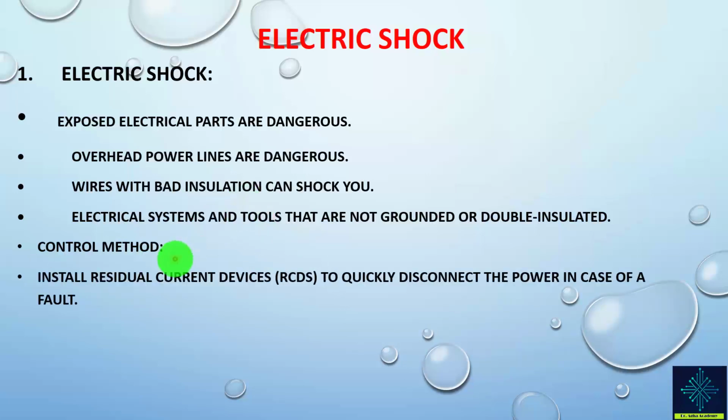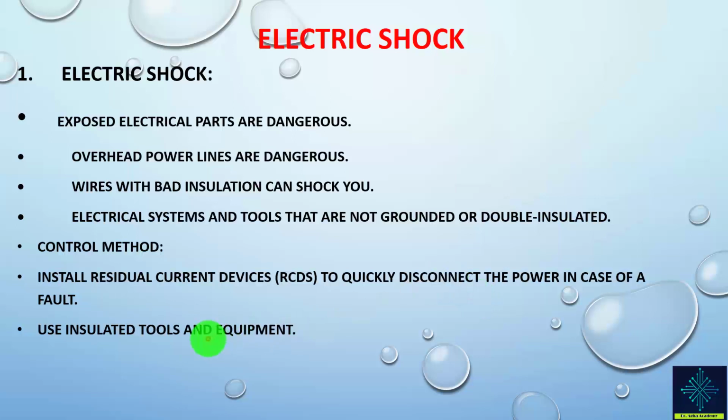One of the control methods is to install residual current devices or RCDs. Before, we have been using earth leakage circuit breakers, ELCBs, but now for more safety these RCDs are more common, and we use them to quickly disconnect the power in case of a fault, whenever there is a problem with the balance in any of the power lines or in any of the phases.